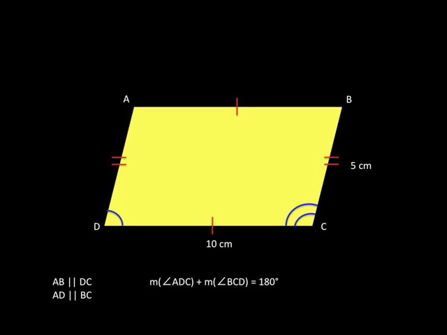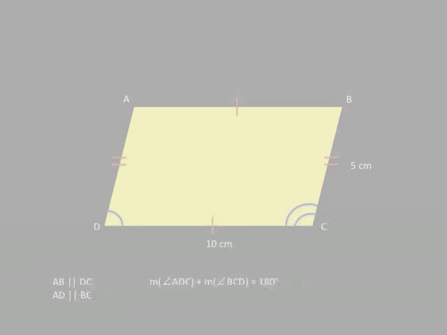Now let's look at parallelogram ABCD. Based on the definition of a parallelogram, we know that AB and DC are parallel. We also know that AD and BC are parallel. Another characterization of a parallelogram is that adjacent angles are supplementary, or add up to 180 degrees. So we know that angle ADC and angle DCB are supplementary.